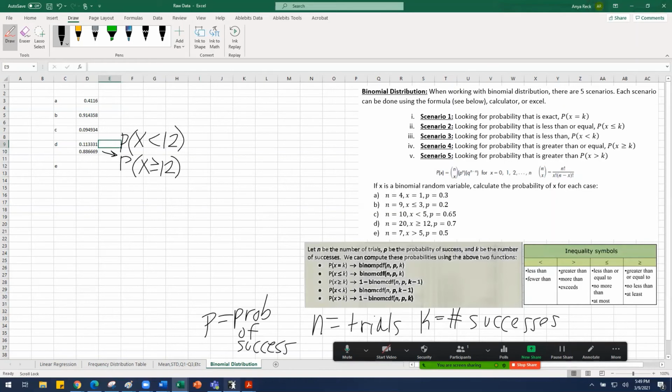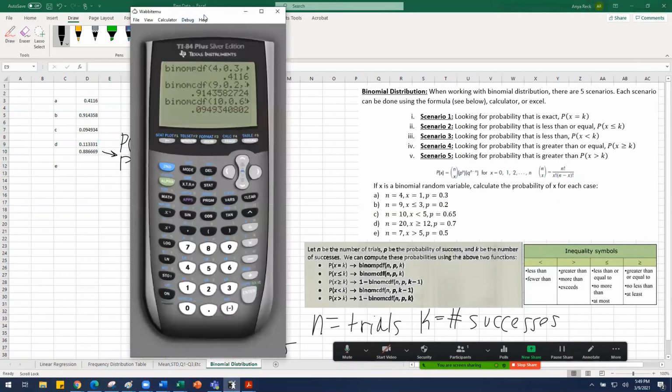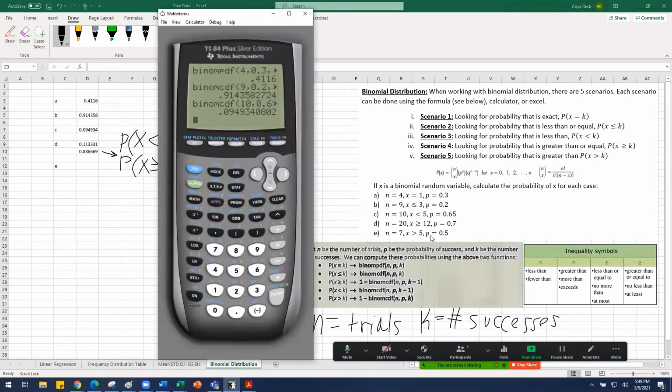All right, so let's do it in the calculator. So again, we'll look at D. It says X is greater than or equal to 12. So we go to that on the table. X is greater than or equal. It says you can just type it in as 1 minus. So 1 minus the binomial cumulative distribution.